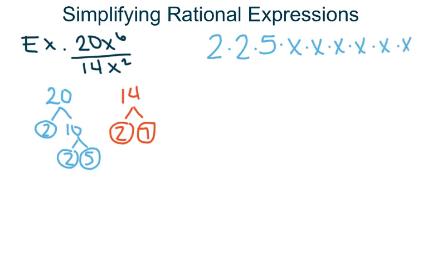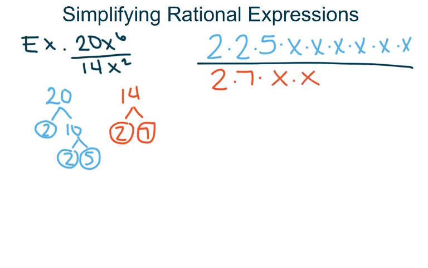Alright, so there's our top. It's factored completely. I'm going to rewrite the bottom: 2 times 7, and then we have x squared on the bottom, so that's 2 x's. I did these in 2 different colors so you can distinguish between the top and the bottom. So we have factored it completely just like we did in that first example.